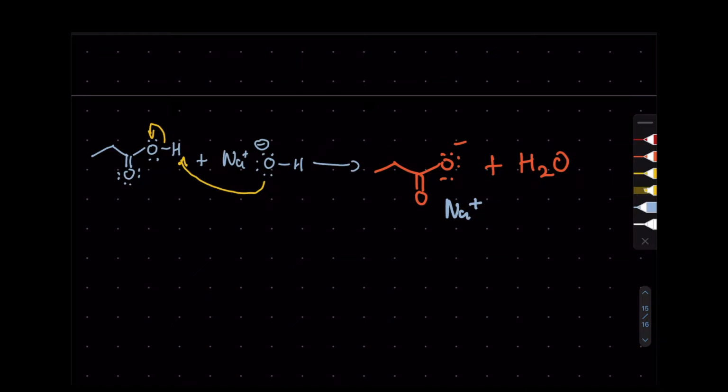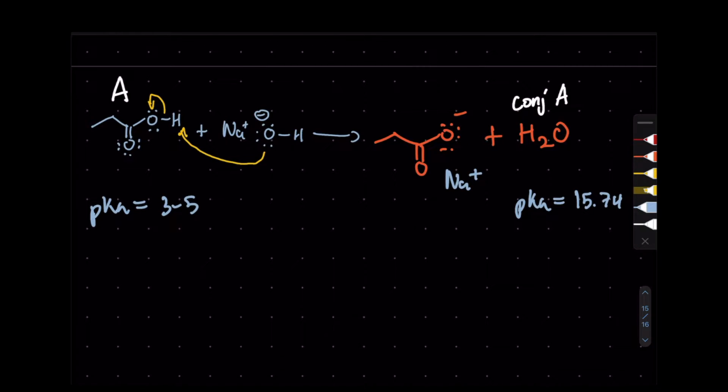Now, at the final step, what we need to do, which is the most important part, is to see if this reaction will actually occur. Now, what we do is we look at the acids on both sides and determine their pKa values. So 3 to 5. The pKa of water, which is also something that you need to know, is 15.74. So anything above 15.74 pKa is considered a weak acid, and anything below is considered a strong acid.